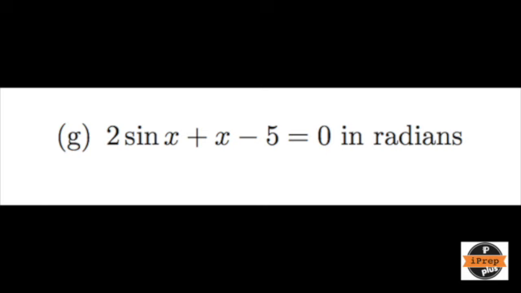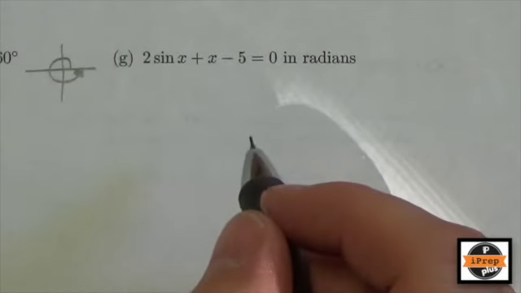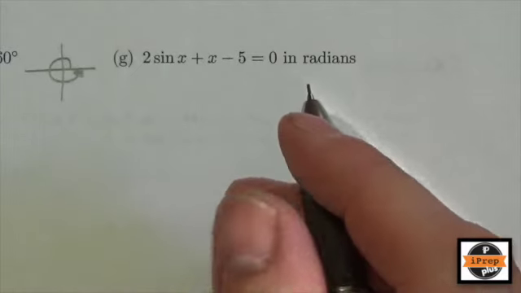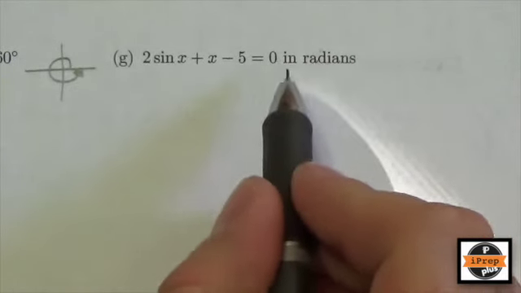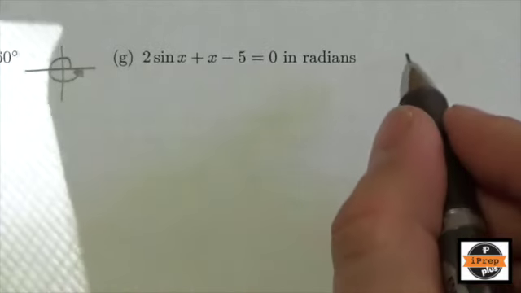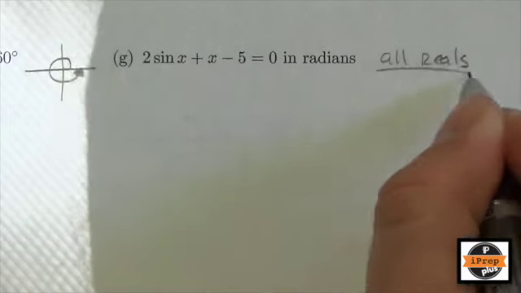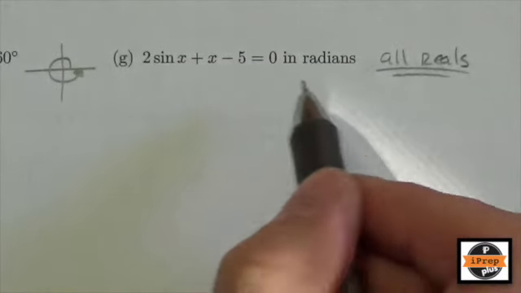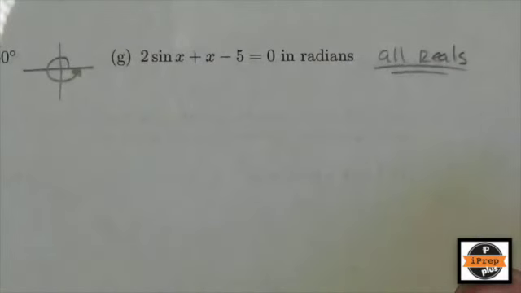Solve 2 sine of x plus x minus 5 equals 0 in radians. We're going to finish off this little lesson with an example of an equation that does something a little different. Notice that when I look at my domain here, I've simply said in radians. So basically I'm implying this is all real values, just with the understanding that the mode I'm in is radians. So I am looking for a general solution overall.